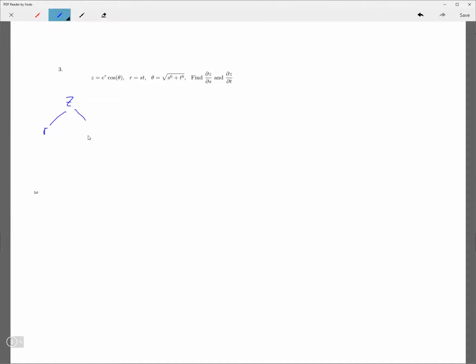So that means you have s under t, right? There are lots of tiers there, and I guess theta could also be written as s to the 6th plus t to the 6th, all raised to the 1/2 power. We're supposed to find the partial of z with respect to s, so that's going all the way from z down to s with both those routes, and the partial of z with respect to t. So let's go with the partial of z with respect to s first.